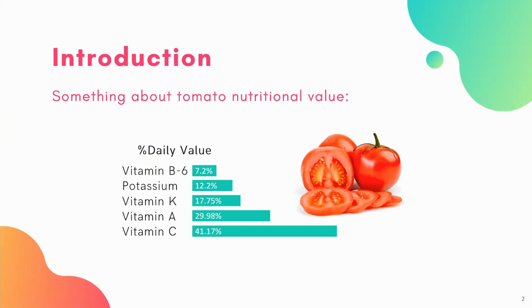Just like what you can see in this chart, tomato also contains many different kinds of vitamins and minerals. And also, tomato has antioxidant content, which can help people prevent cancer. Due to this advantage, tomato is planted and consumed worldwide, and Taiwan is not an exception. So next, let me talk about tomato planting in Taiwan.